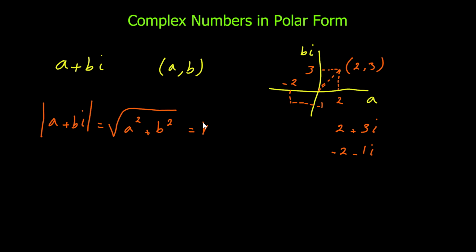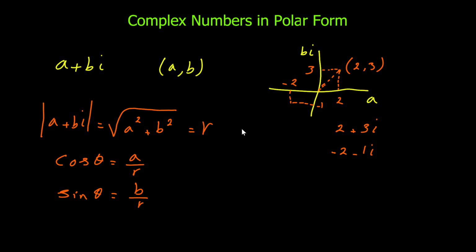We will call this r, the length of the complex number, or in some textbooks they call it the modulus. Now that we have r, we also need to know the other components of it, the a component on the a axis and the b component on the b axis. That's easy to get. We use sine and cosine: cosine of theta is going to be a over r, and sine of theta is going to be b over r.